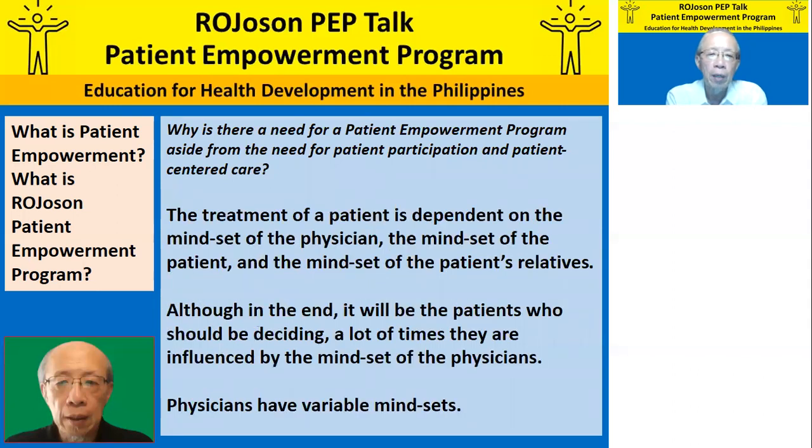The treatment of a patient is dependent on the mindset of the physician, the mindset of the patient, and the mindset of the patient's relatives. Although in the end, it will be the patients who should be deciding, a lot of times they are influenced by the mindsets of the physicians.